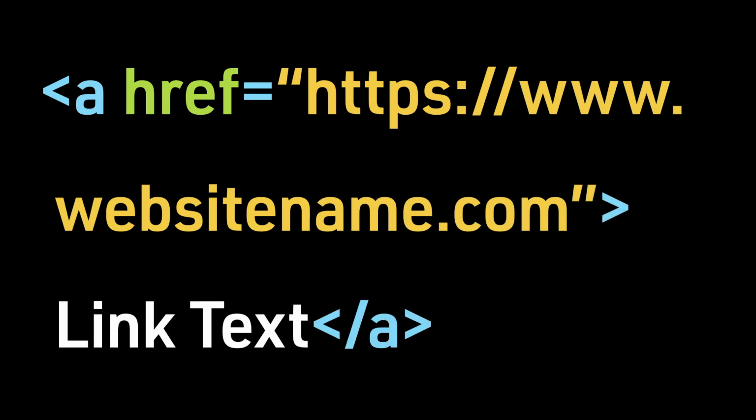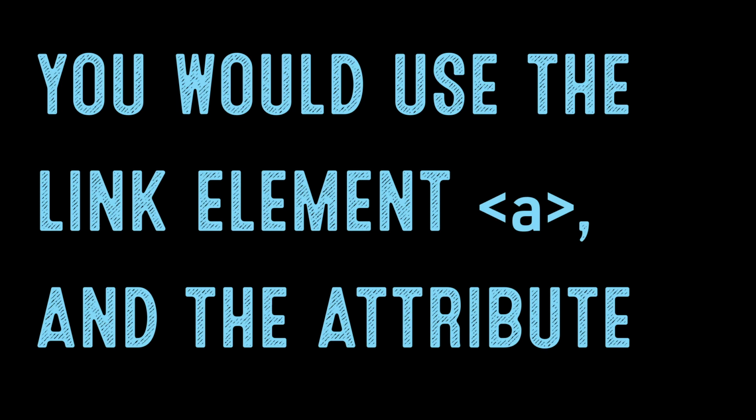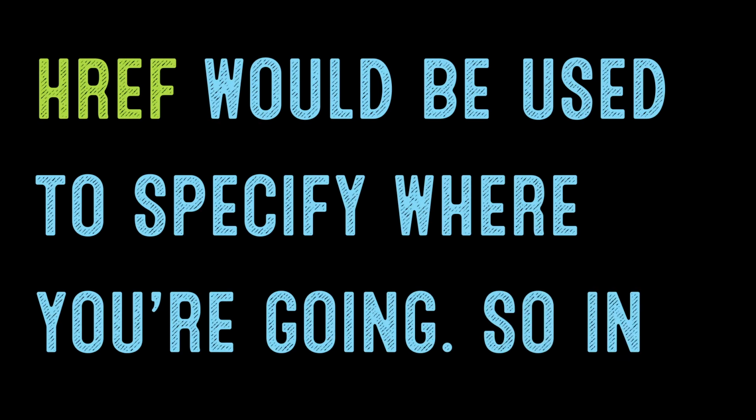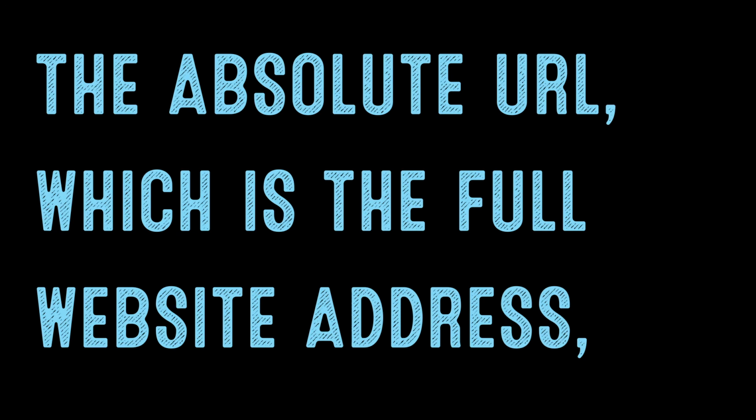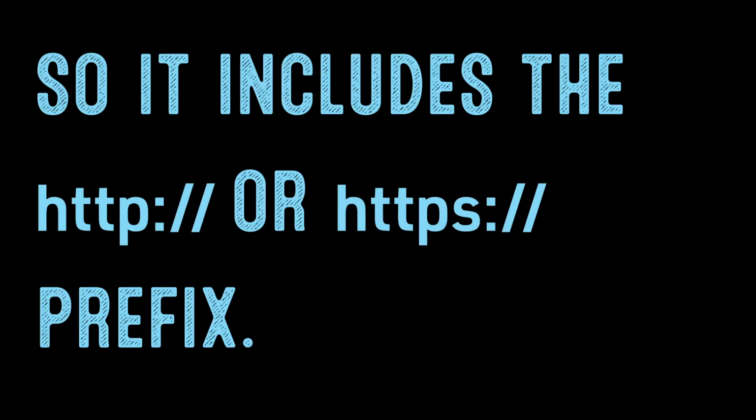A-opening tag, href equals https://www.websitename.com in quotes, link text, a closing tag. You would use the link element A, and the attribute href would be used to specify where you're going. So in the case of going to another website, you will have to put the absolute URL, which is the full website address, so it includes the http:// or https:// prefix.